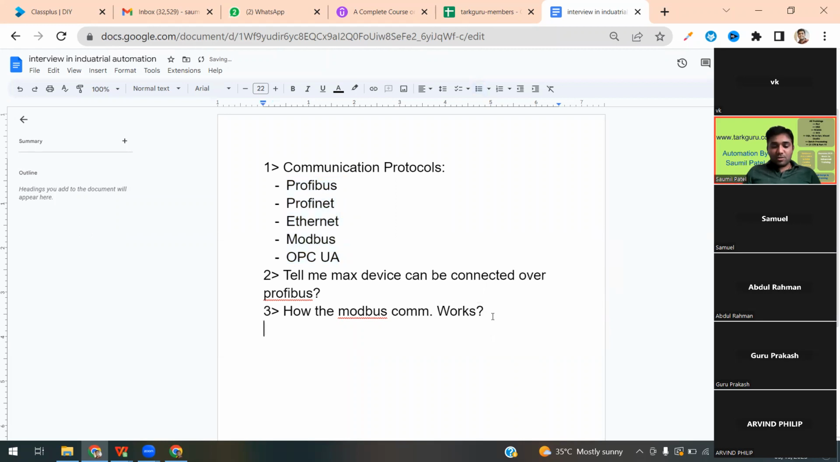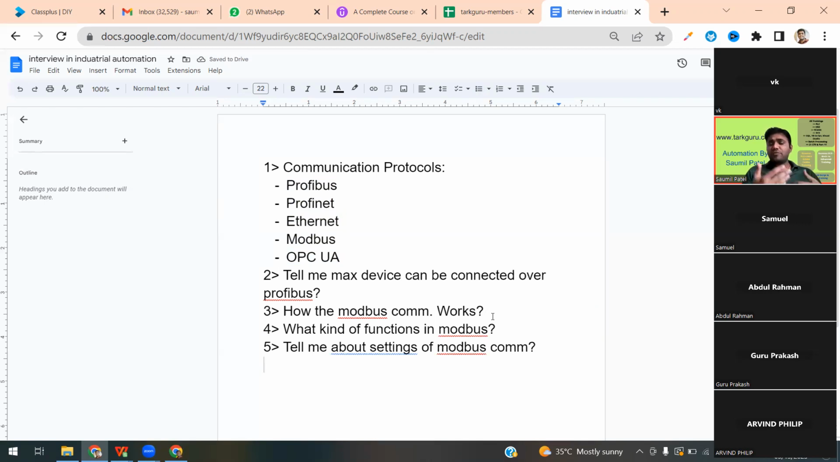Then another subsequent question: what kind of functions are used in Modbus? That is the common question regarding the Modbus, right? The fifth question can be like this way: tell me about the settings of Modbus communication. This is the fifth question.